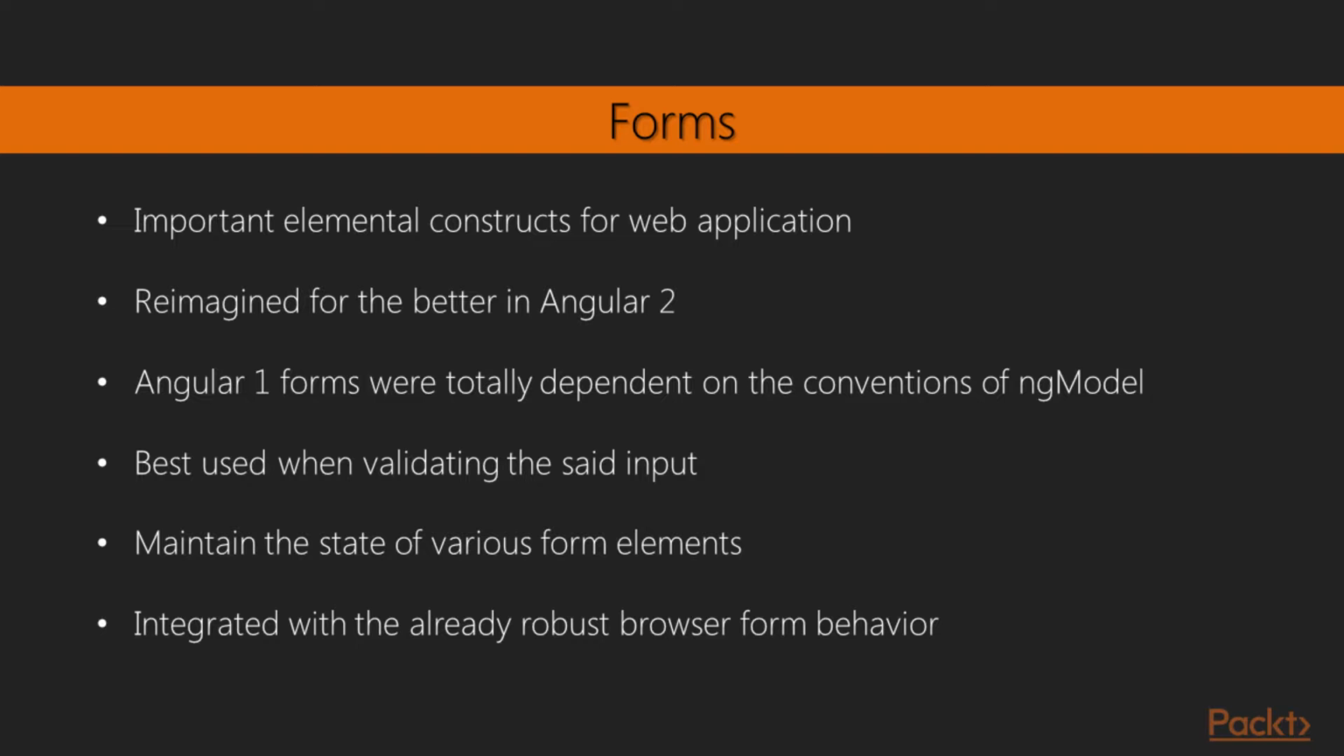Fundamentally, it is important to understand where and why forms are useful. There are many places in an application where multitudinous input demands association, and forms are certainly useful in this context. Angular 2 forms are best used when validating the said input, especially so when multiple field and cross-field validation is required. Additionally, Angular forms maintain the state of various form elements, allowing the user to reason about the history of an input field.